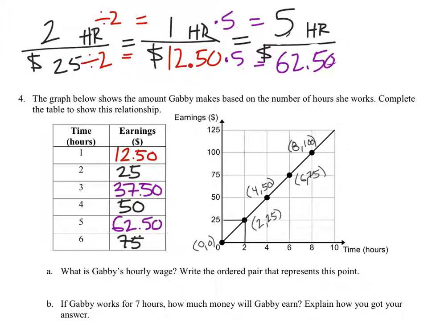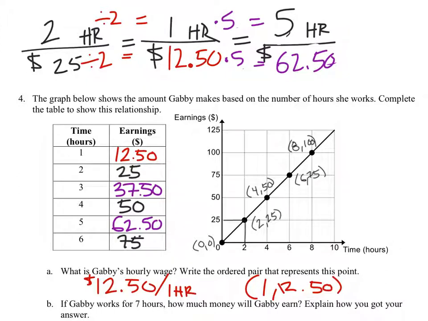A says, what is Gabby's hourly wage, which is how many dollars Gabby makes per 1 hour? 12.50. And yeah, we see that this is $12.50 per 1 hour. And as an ordered pair, that was 1 and then $12.50 as the ordered pair.